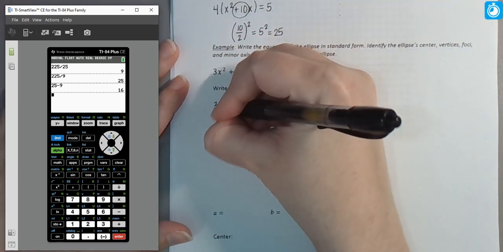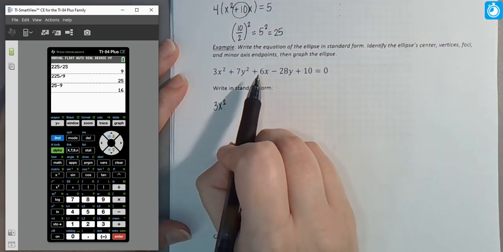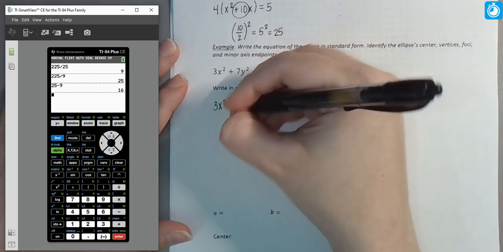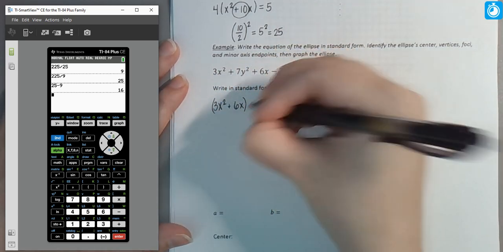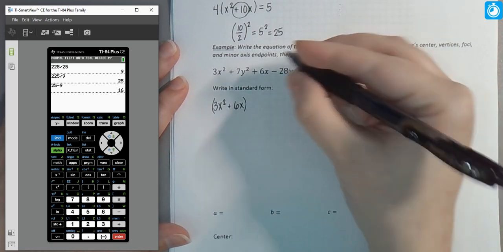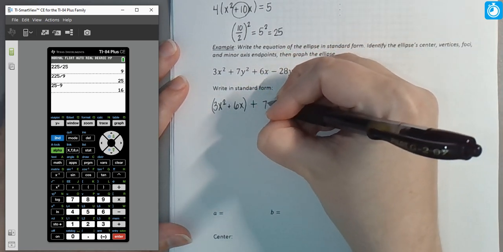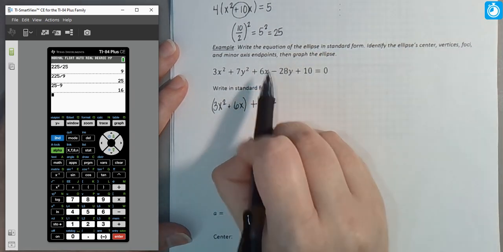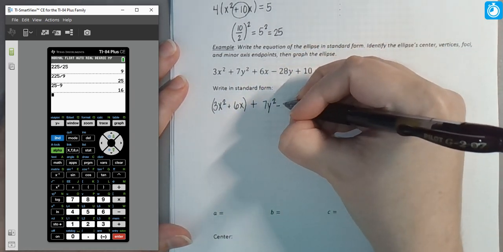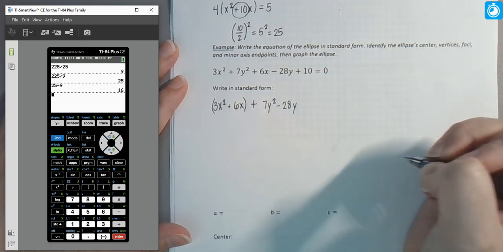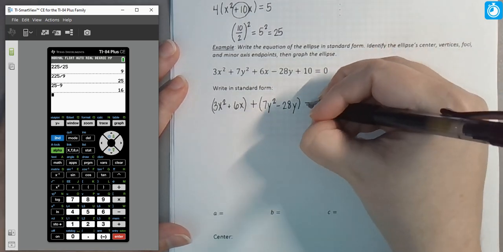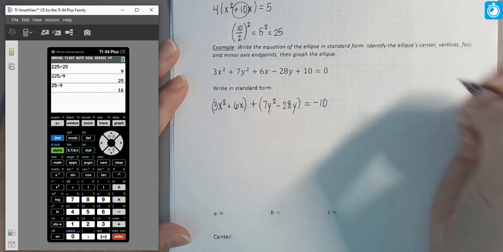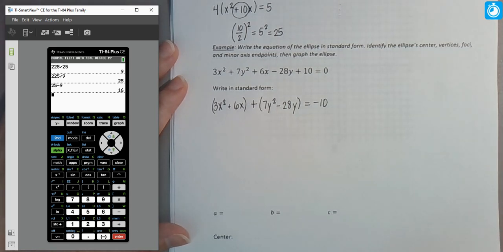So just looking at my x's, I have 3x squared, and then I'm going to rearrange it so that the 6x is right next to that, since those terms are going to go together when I factor. And I'm going to go ahead and put parentheses around it so I know that those are grouped together. Now to that, we are adding on 7y squared, and then we have a negative 28y that also will be combined when we factor. And so that's going to be grouped as well. And then the 10 is going to be moved to the other side of the equation. It has to be subtracted, so that's now going to be a negative 10 on the other side.